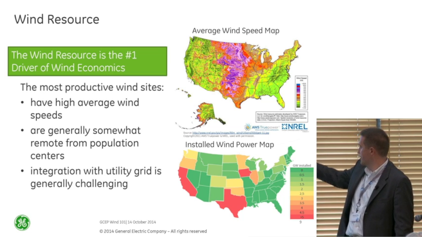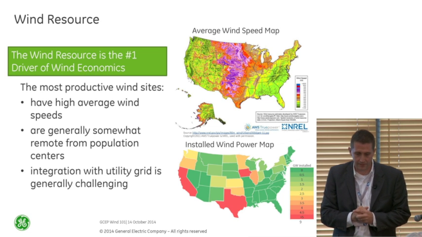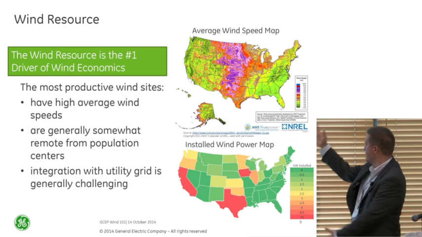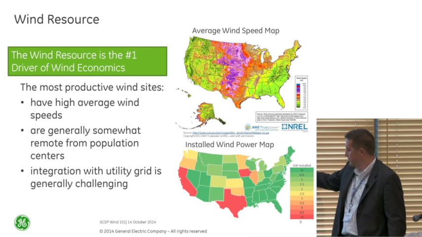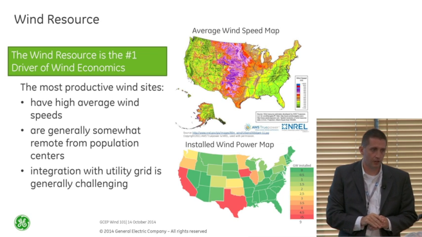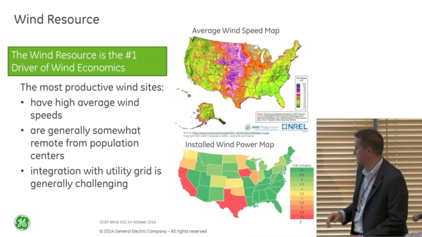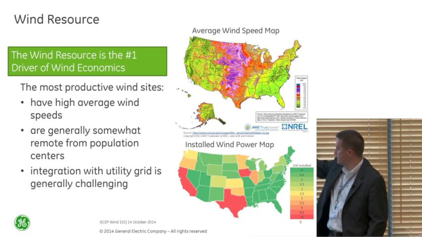Now, I also threw down the installed wind map that I put up, and for some reason I decided to overlay it a little differently, but the red color is where you get the most wind installed, and you see a lot of wind installed in California, Texas, and Iowa.